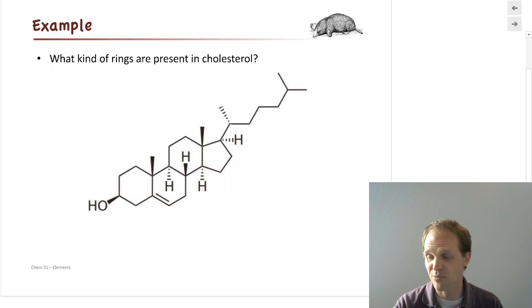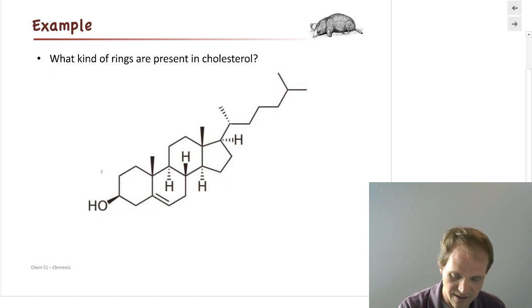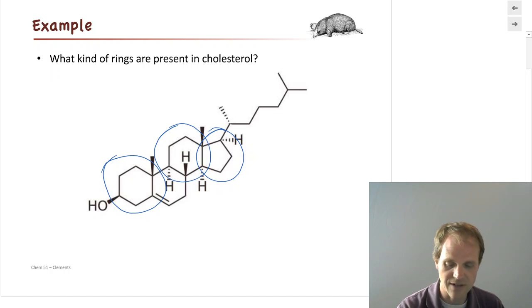What kind of rings are present in cholesterol? Right? Cholesterol is that stuff when you eat too many hamburgers and fries, collects in your arteries. What does it look like? It looks like this. And what do we see? Oh, look, there's a ring of 6. There's another ring of 6. There's a ring of 5. Right? So all sorts of things.